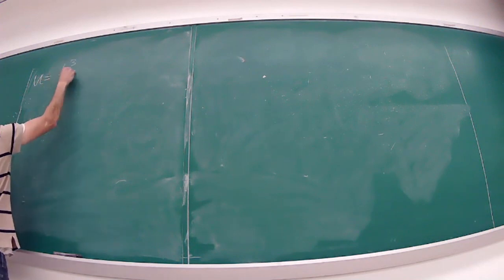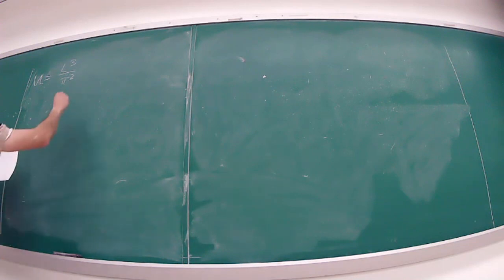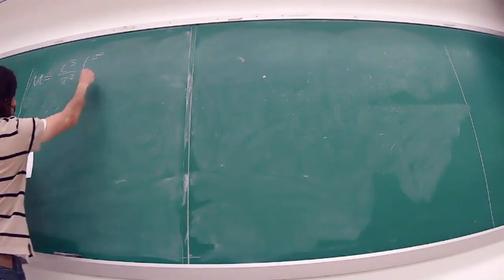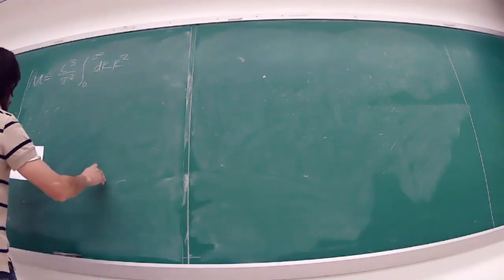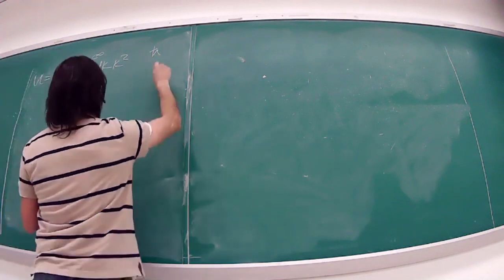So that is a cool integral, right? It's like a weighted sphere. In the regular sphere, you can think that all the mass is located uniformly. Here, because you have the expectation value of the energy, things are weighted a little bit differently. So it's a weighted sphere. So U equals L cubed over pi squared, integral from 0 to infinity of dk k squared, h bar c omega, sorry, that's ck.